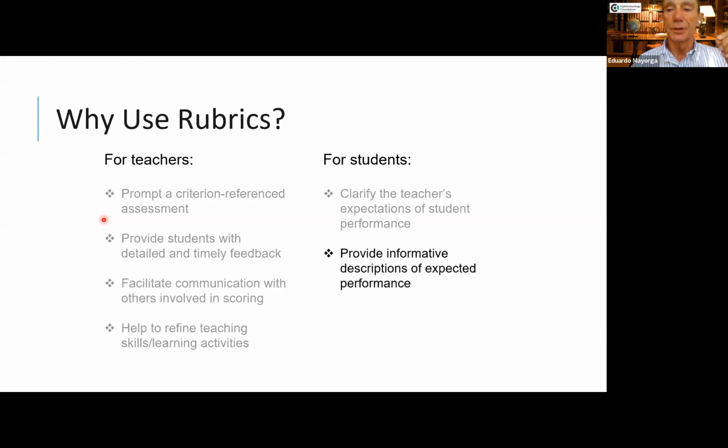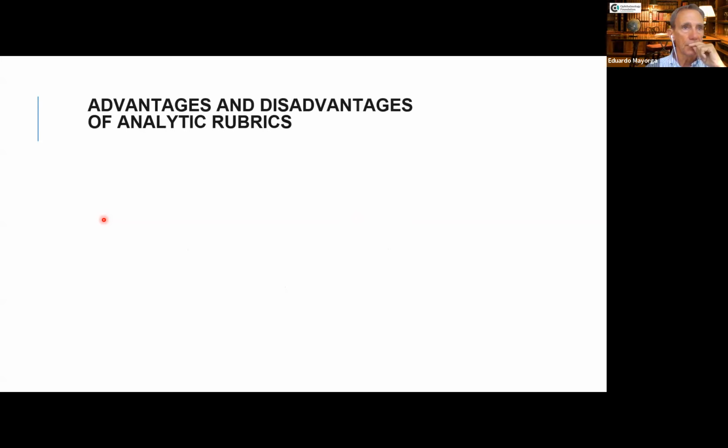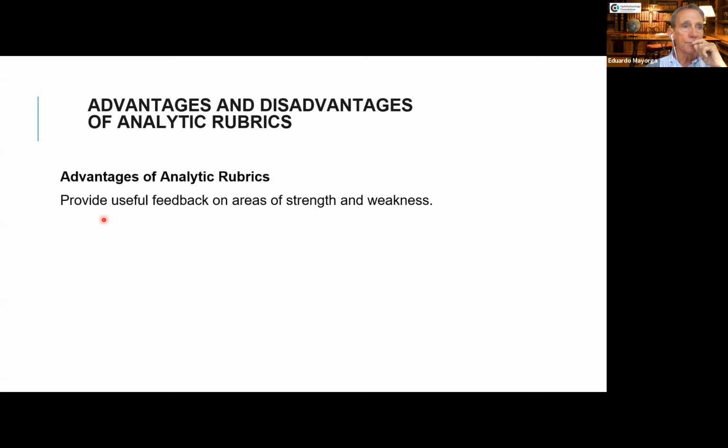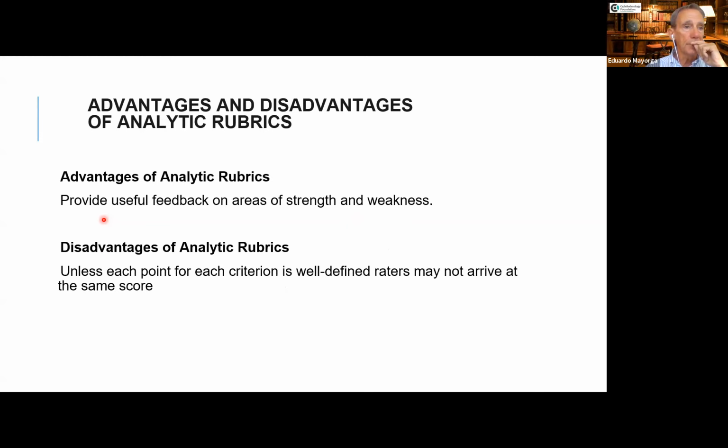The descriptors are informative descriptions of the expected performance. And it helps to monitor and critique the work. Of course, advantages of analytic rubrics are to provide useful feedback on areas of strength and weakness among residents. And maybe one disadvantage is that if the rubric is not well done, if the descriptors are not clear enough, then the instrument loses value.